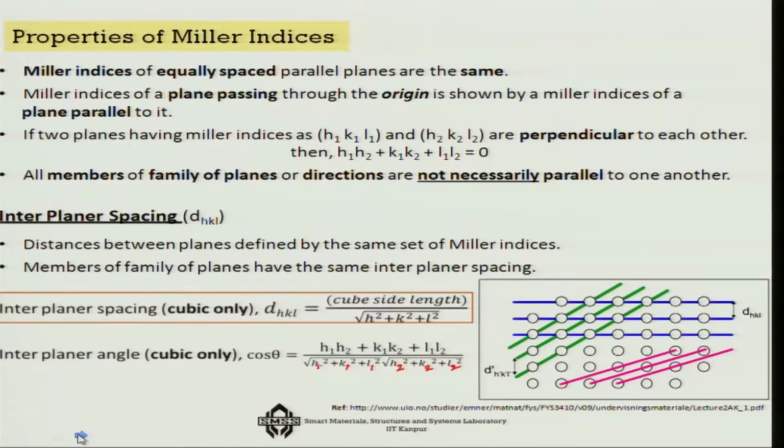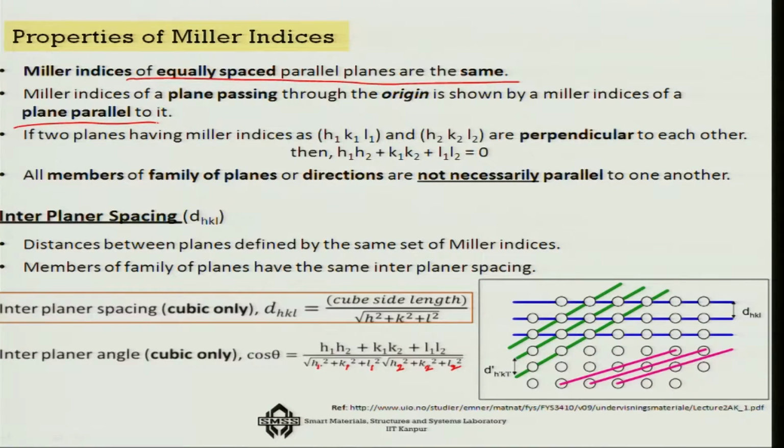What are the other properties of the Miller indices that we can define? Miller indices of equally spaced parallel planes are the same. In fact, that is why we have shown that all the parallel planes can be represented with the help of the same Miller index itself. Miller index of a plane passing through the origin is actually shown by a Miller index of a plane parallel to it, because it cannot contain the origin. So, it is shown as a plane parallel to it.